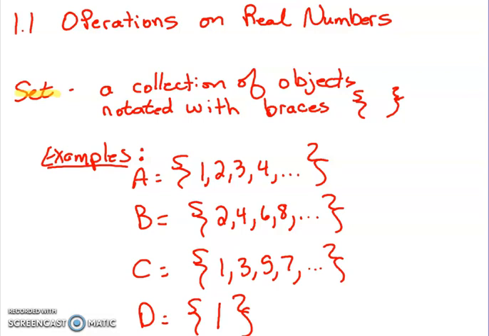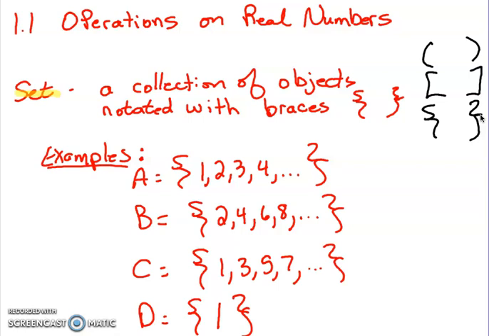All right, 1.1 operations on real numbers. First thing is a definition. Definition is talking about a set. A set in math is a collection of objects, and they're notated with braces, these squigglies. You guys are more familiar with parentheses or maybe even brackets. Well, braces look like this, and in math they mean the same thing except for notation of a set.